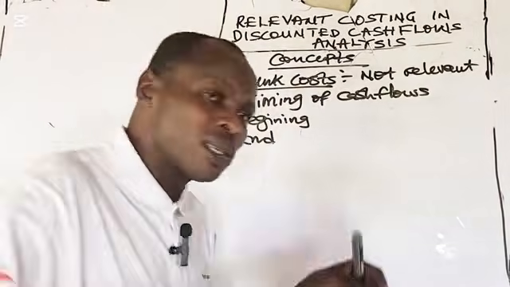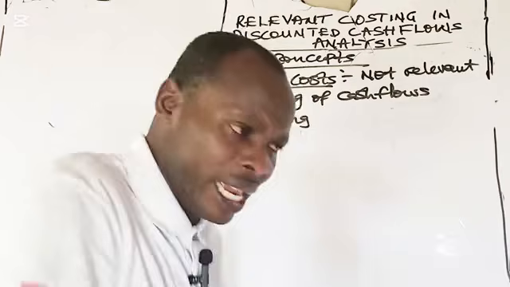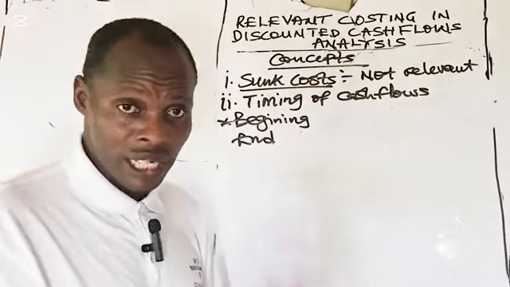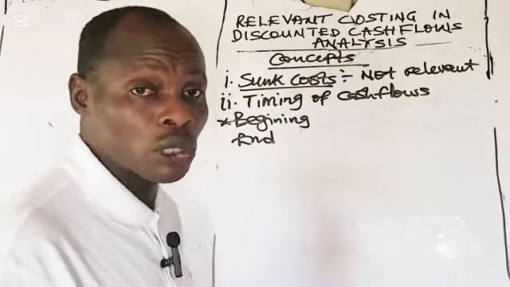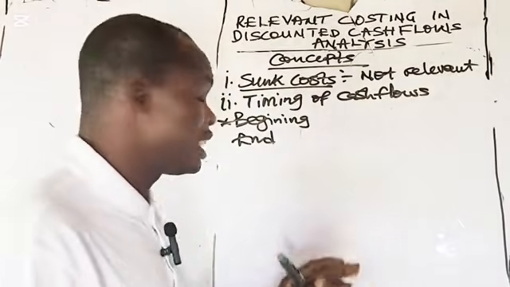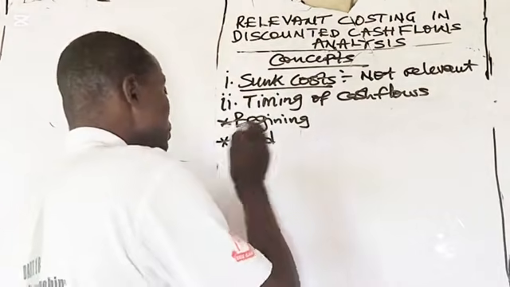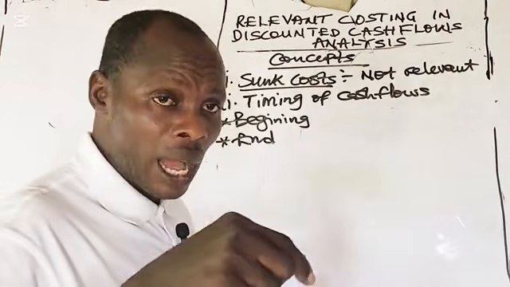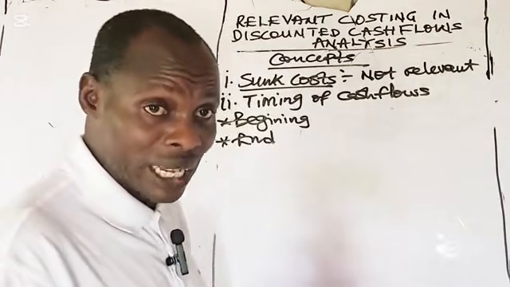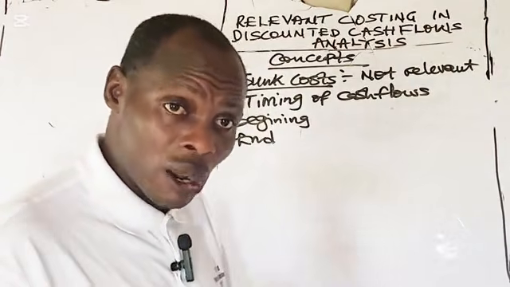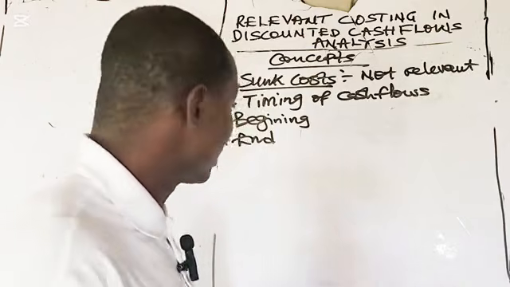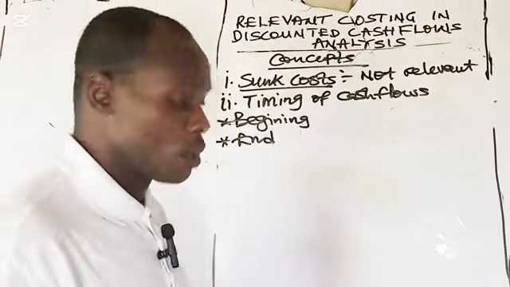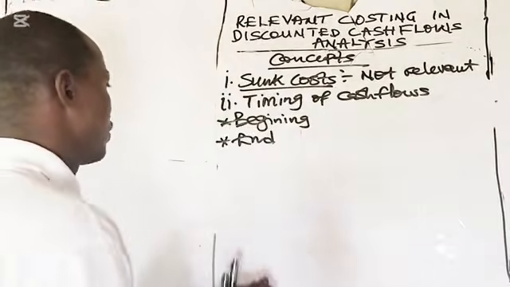But if the cash flows occur at the year end, you use them in the same year. If they occur at the end of year one, you use them in that same year, year one. If it occurs at the end of year two, you use it in the same year two. That is timing of cash flows.